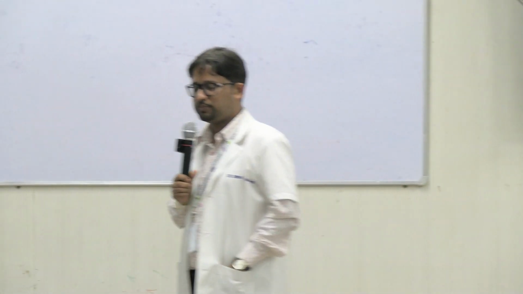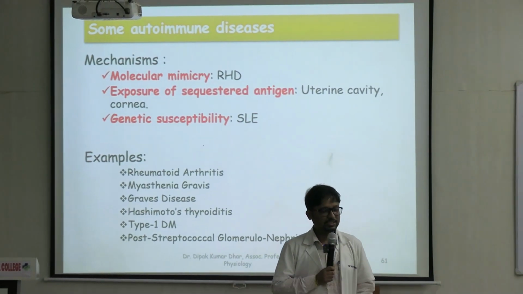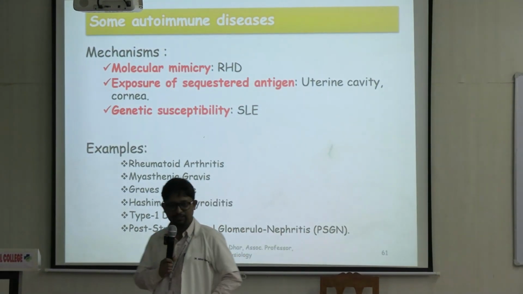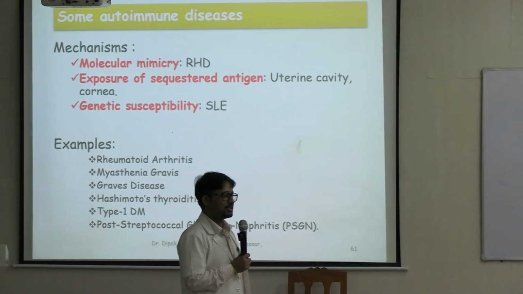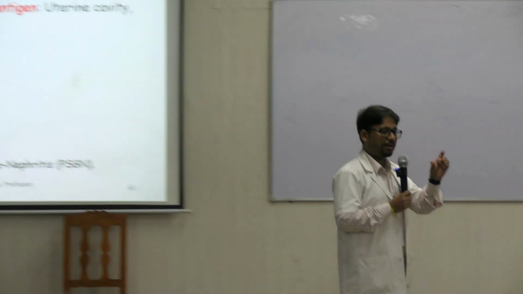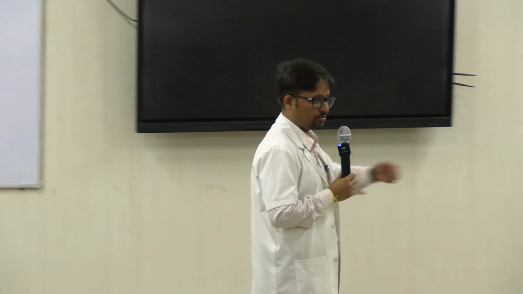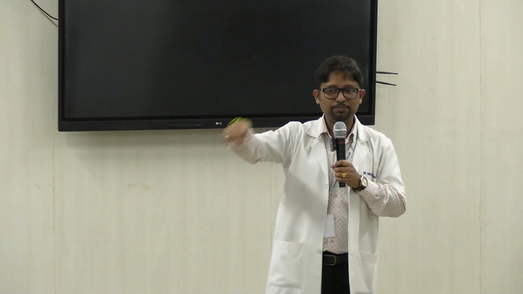The second one is sequestered antigens, right? The best example of that is during pregnancy. When a zygote is formed, it is formed in the mother's body. The zygote has half of the mother's genetic material and half of the father's, right? But to the mother's immune system, this paternal half of the genetic material is foreign. And there should be a response, because there should be a response against a foreign thing. But that does not happen because of the blood placental barrier.